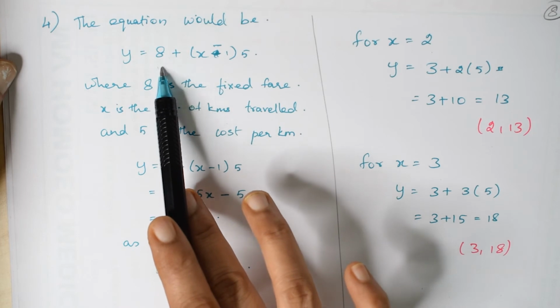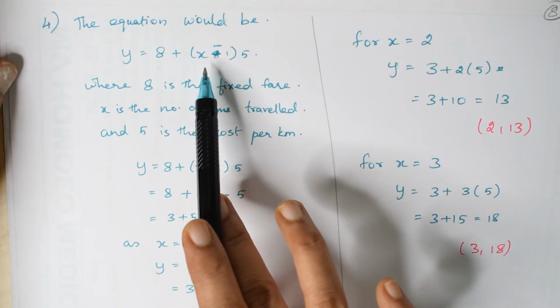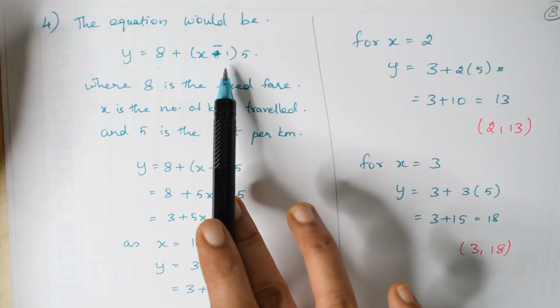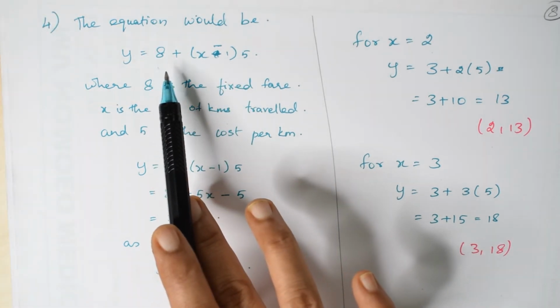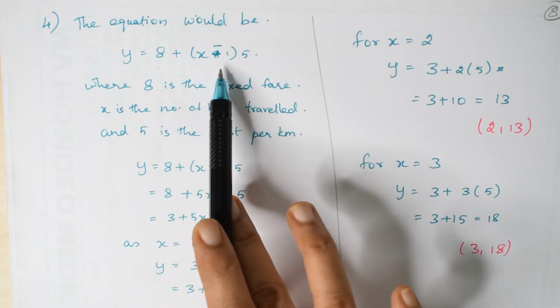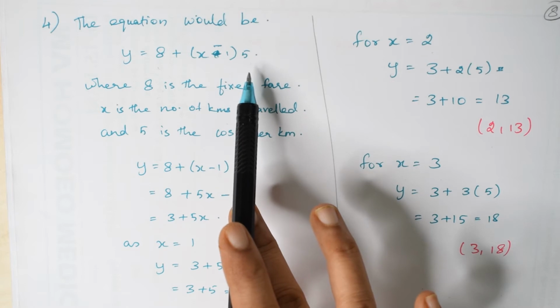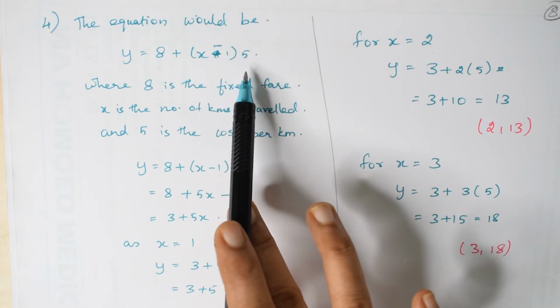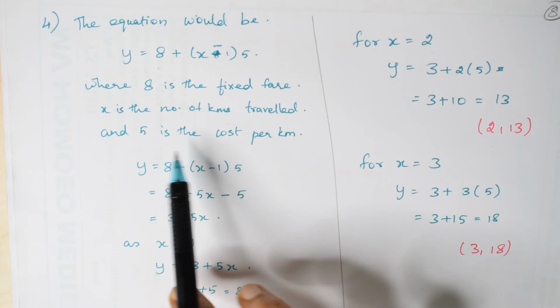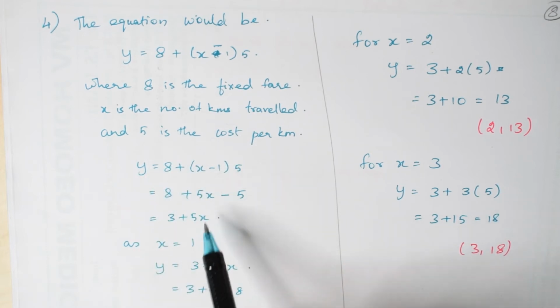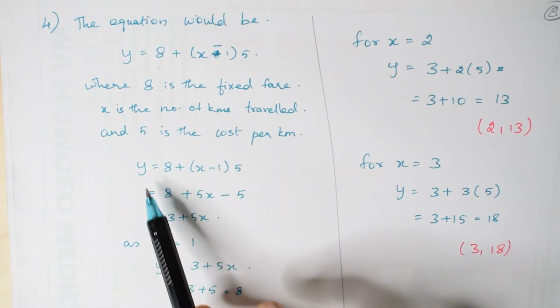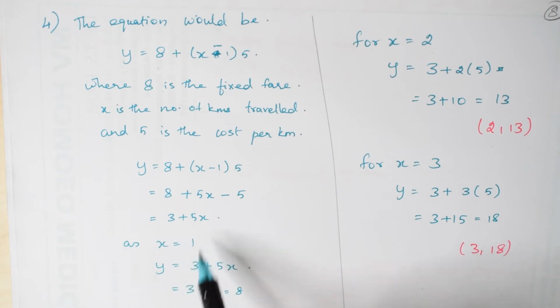The first kilometer is 8, and the number of kilometers is not given, so that is considered as x, and 1 kilometer less because the first kilometer is already calculated, so it is x minus 1 here, and each kilometer is costing 5 rupees, so into 5, and now this makes the equation. When we simplify the equation, we get y is equal to 3 plus 5x, and then they are asking us to draw a graph for this equation.